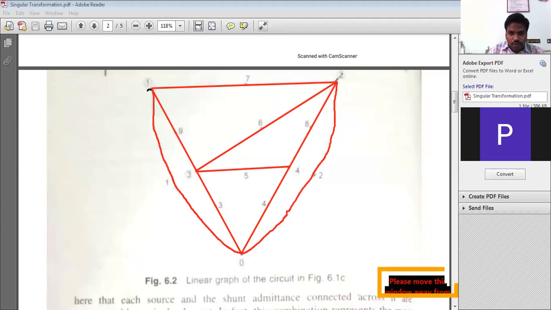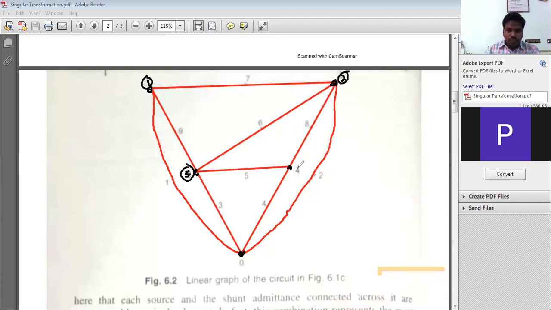Okay. Now, so nodes, node 1, node 2. This is node 0, reference. So how many nodes are there? By excluding that reference node, you will have 4 nodes. So those nodes are represented with node 1, node 2, this is node 3, this is node 4.